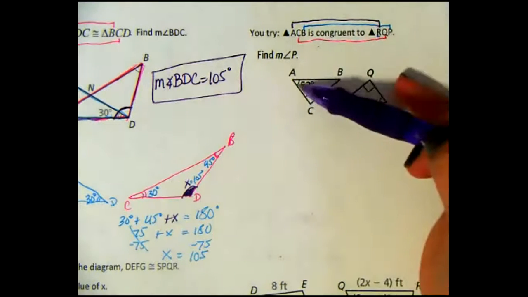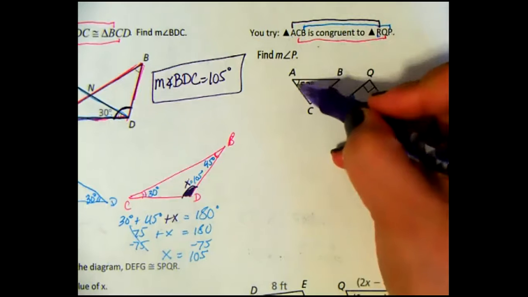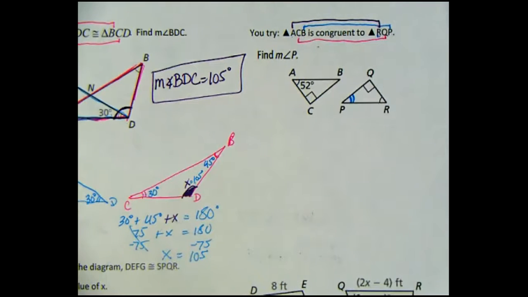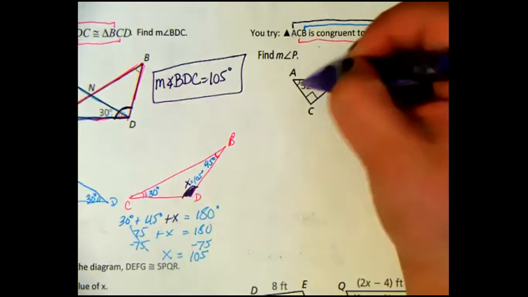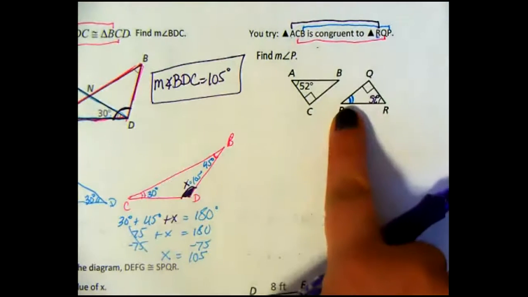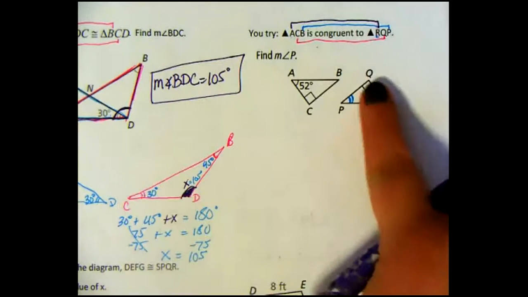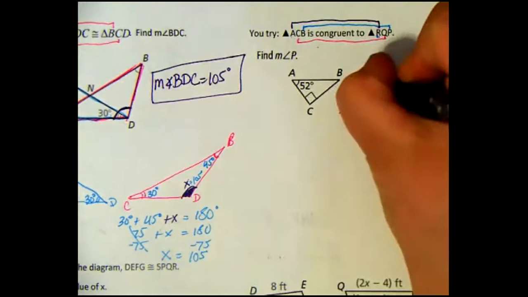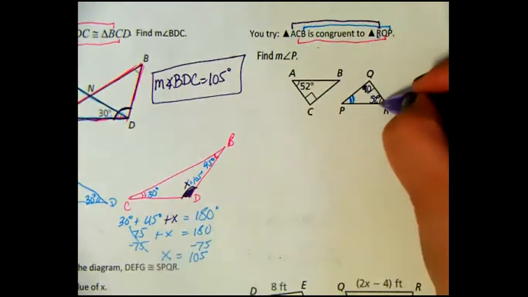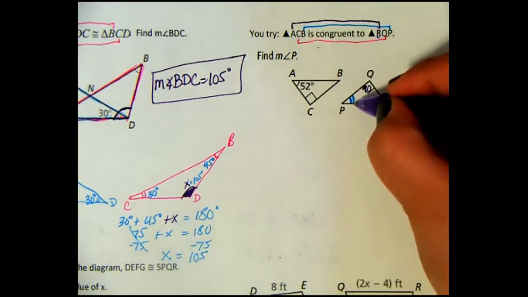Additionally, I can see it in the figures. I have one arc here for angle A, and one arc here for angle R. So they've even notated it in the triangles for me. If angle A is 52 degrees, that means angle R is also 52 degrees. So all I'm missing is angle P. Again, I can do the triangle sum theorem here. I have 90 degrees for angle Q, 52 degrees for R, and I'm looking for angle P.